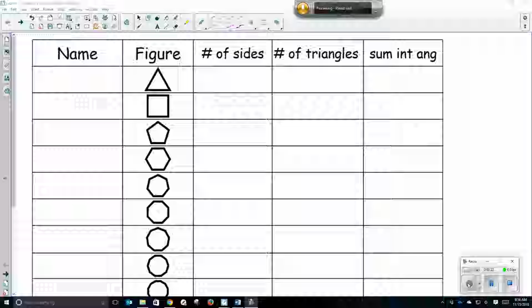Chapter 7 is on quadrilaterals and other polygons. 7.1, we're going to focus on angles of polygons. So first, let's go back. I think we've gone through and named these before. I'm not really sure. This book mixes me up because some of the things are in different order. But this three-sided polygon is a triangle.